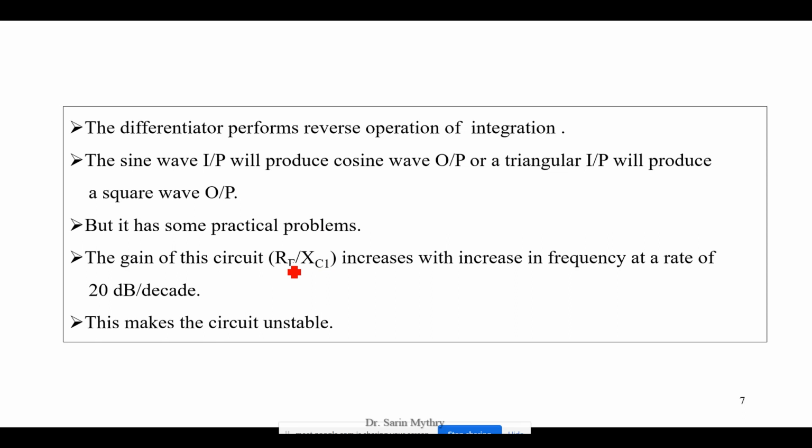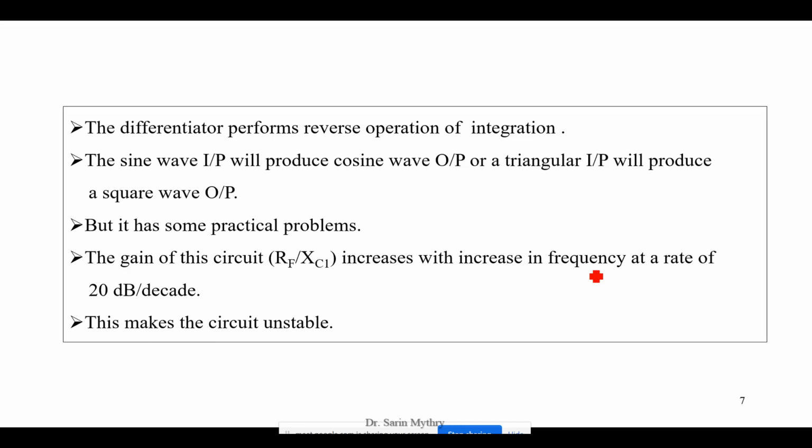The gain of the circuit, RF upon XC1, increases with the increase in frequency at the rate of 20 dB per decade. This makes the circuit unstable. What is happening here? The gain is going to increase with increase in frequency. But we have studied in the basics that the gain is going to decrease as the frequency increases. That's the basic of op amp which you have studied.